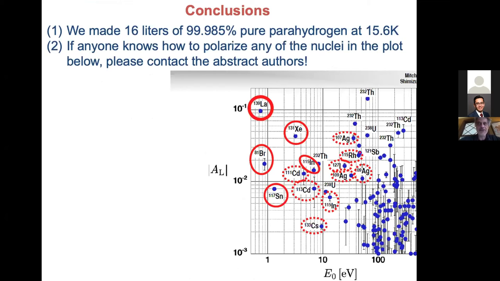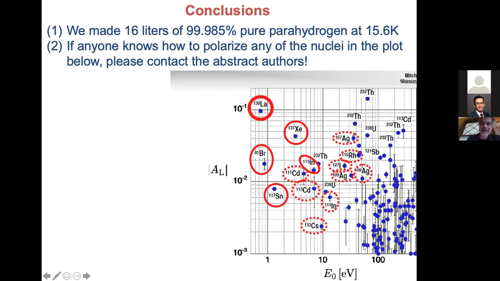So I think that's pretty much the end of my talk. So let me state the conclusions in the following way. We made 16 liters of extremely pure parahydrogen. As far as we could tell, there was no deviation at all between what we would expect from thermal equilibrium and what we measured with neutrons to the precision of 4 or 5 digits.